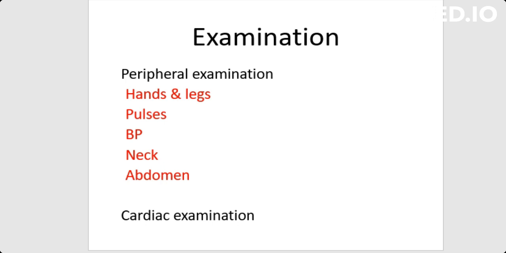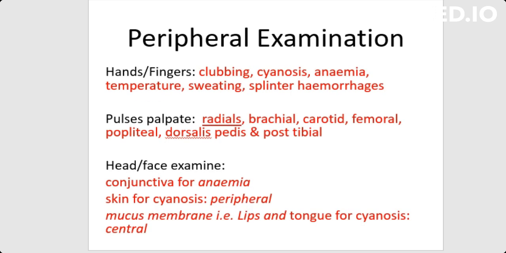The examination is categorized into two parts: peripheral examination and cardiac. On the peripheral, you examine the hands, the legs, the pulse, you record the blood pressure, you examine the neck and the abdomen. Starting with the peripheral examination, you start with the hands and fingers. You look for finger clubbing, cyanosis, anemia, temperature, sweating, splinter hemorrhages, and the Janeway lesions.